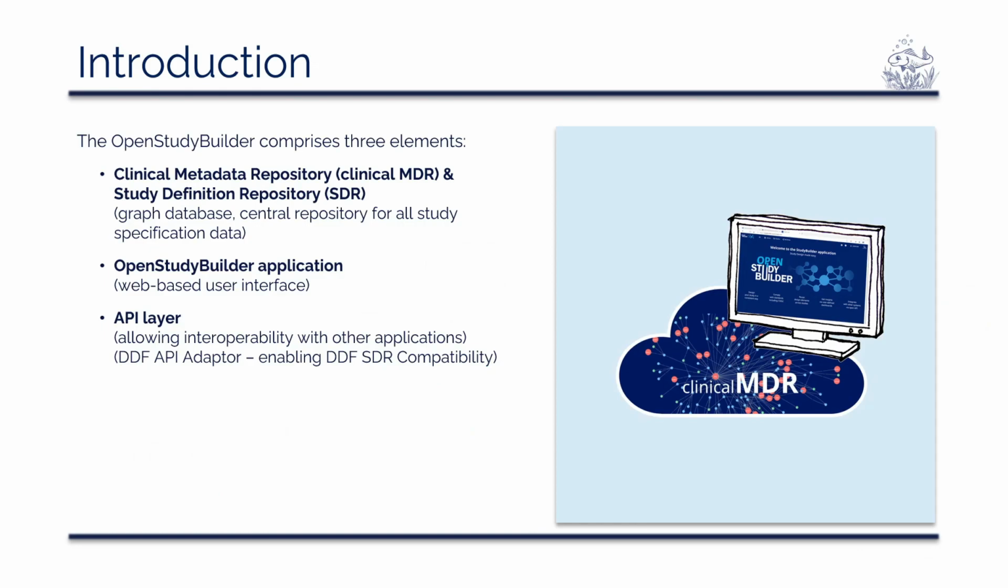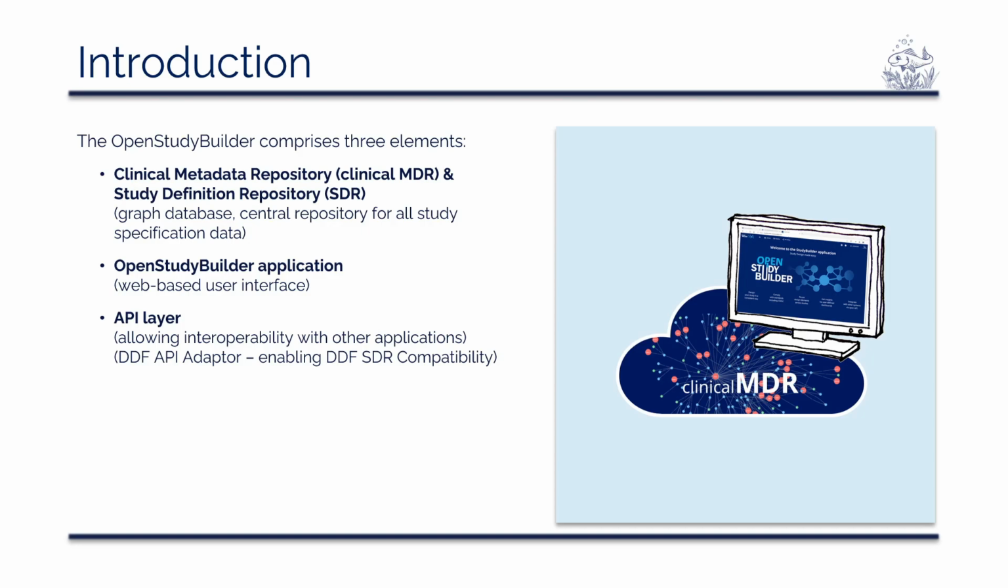The OpenStudyBuilder itself contains three elements. The heart is a repository, a clinical metadata repository and a study definition repository. It's a graph repository and really contains all the metadata you need to specify your study. Then there is the OpenStudyBuilder application. This is the web interface. This is how the user interacts with the database.